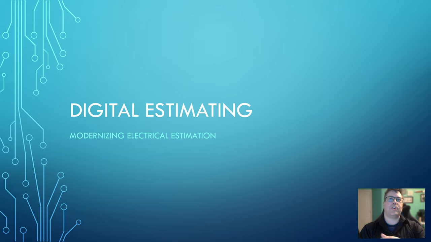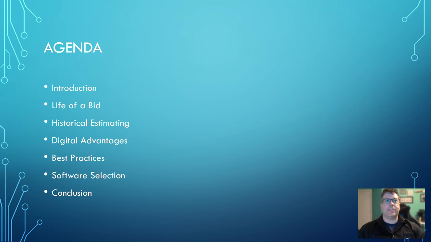We're going to be going over digital estimating for electrical contractors, a bunch of different techniques that we can use, different pieces of software that we can use, and what to look for in the software when you're selecting a platform for your estimating needs. First up, we'll go through an introduction, then the life of a bid, some historical estimating methodologies, things that were done, some advantages for going digital, and best practices, and some advice on selecting a software platform for your estimating.